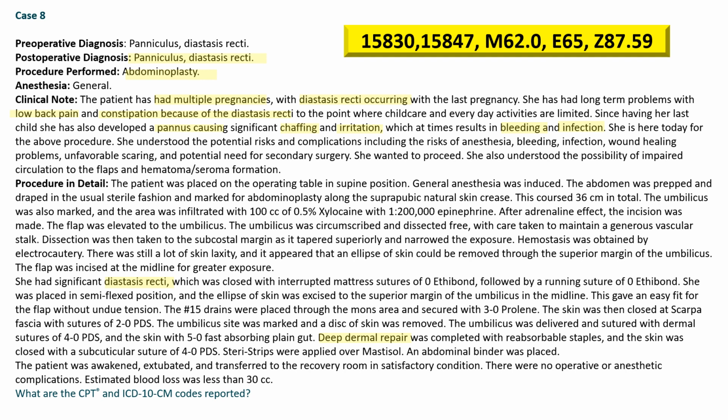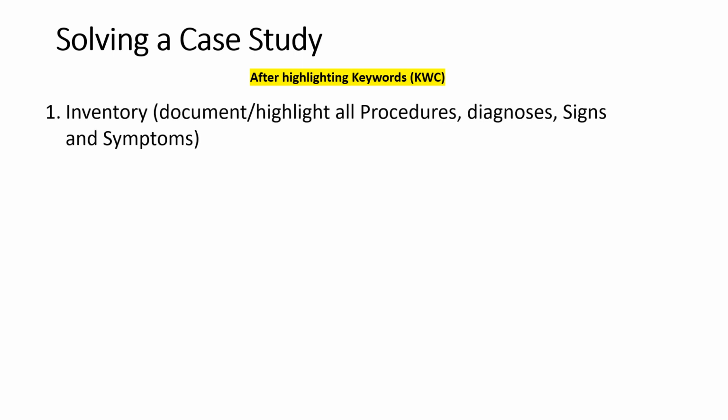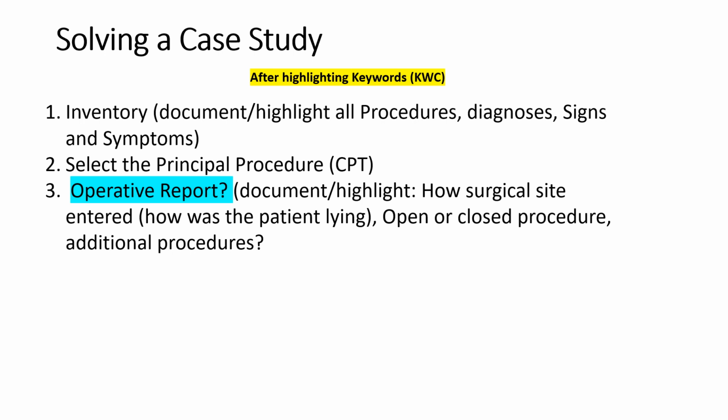All right, so this is how you solve a case. After you do your highlighting, your keyword concept, number 1, inventory or write down all procedures, diagnoses, signs, and symptoms. Number 2, go ahead and select the principal procedure. However, if you have an operative report, make sure that you've documented or highlighted how the surgical site was entered or how that patient was lying. Is that procedure open or closed? Any additional procedures, minor or major. And then you can select your principal procedure.